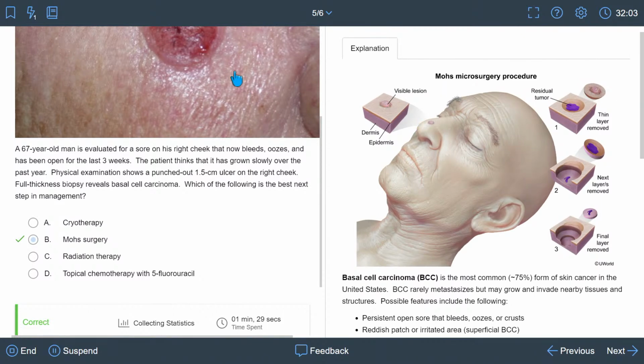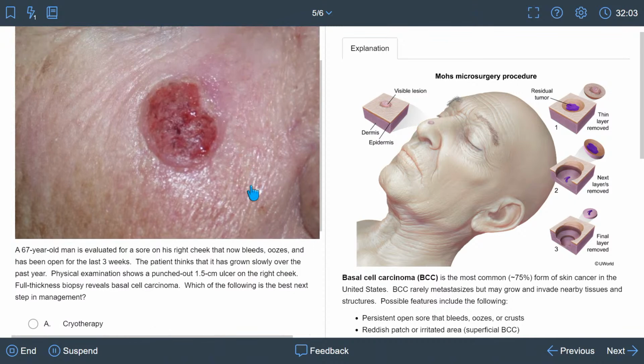You see this lesion similar to what we see on this side over here. Thin layer is removed, and the next layer is removed, and then finally the final layer is removed. So you see it goes very deep into the skin.